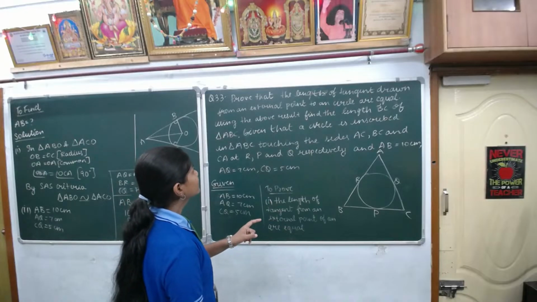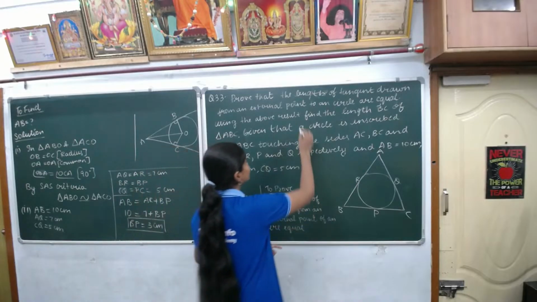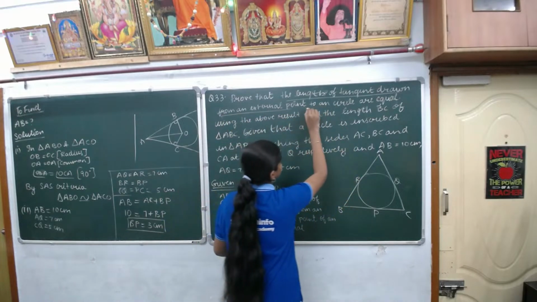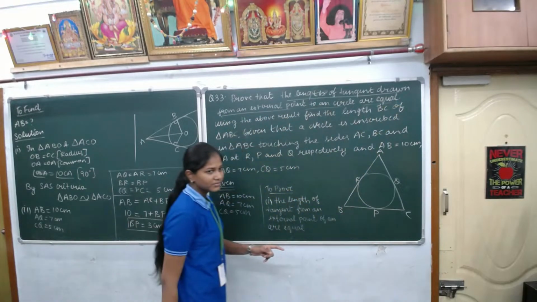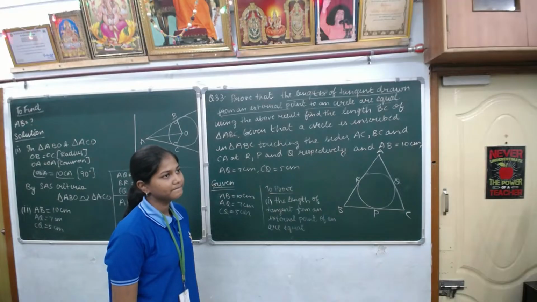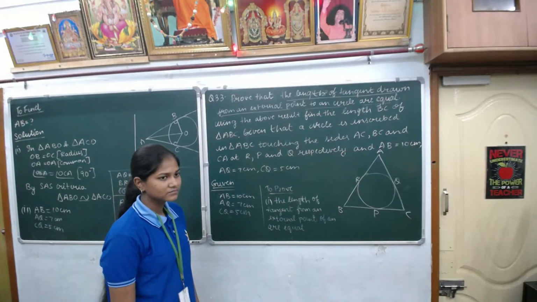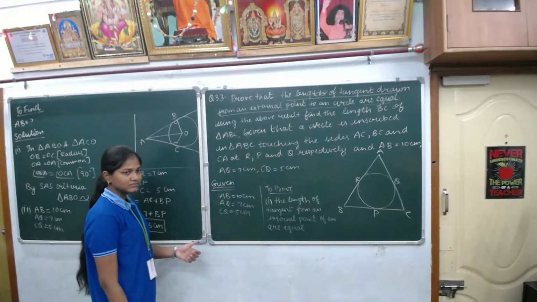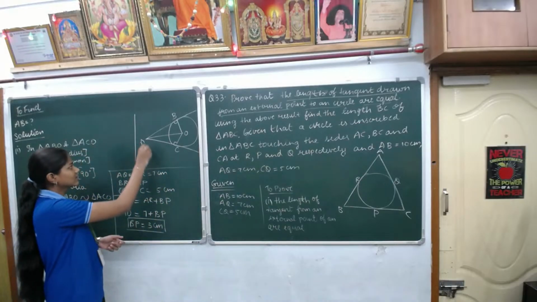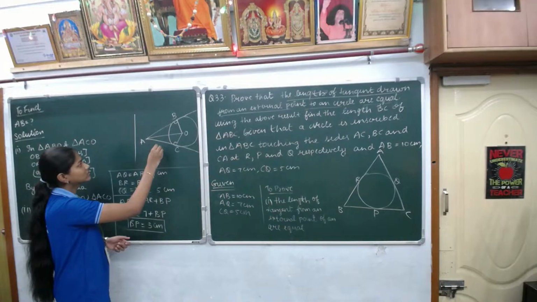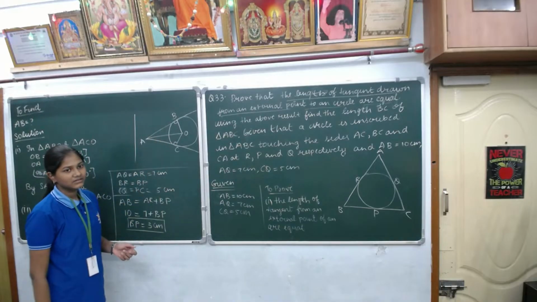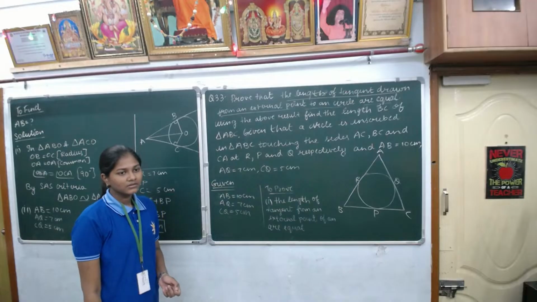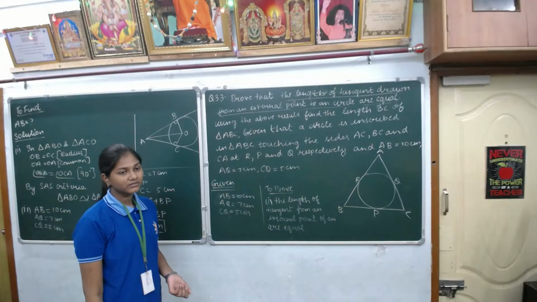We have to prove that the length of the tangent drawn from an external point to a circle are equal. So what do you mean by the length of tangent drawn from an external point to a circle are equal? Can you explain the external point and two tangents based on that diagram? External point is A here and the two tangents are AB and AC. Okay. So these two tangents are equal means what? AB is equal to AC. We have to prove that.